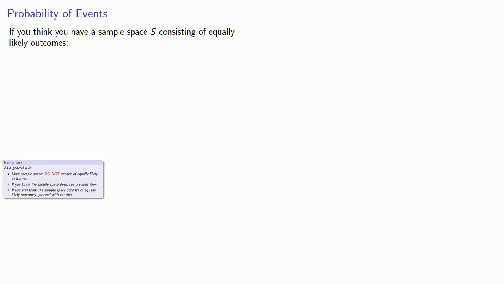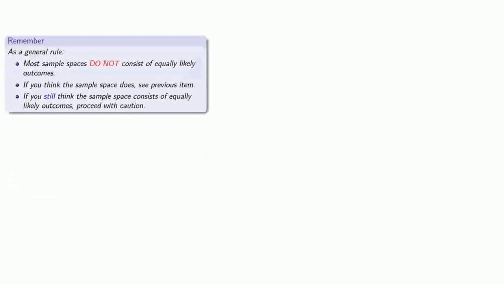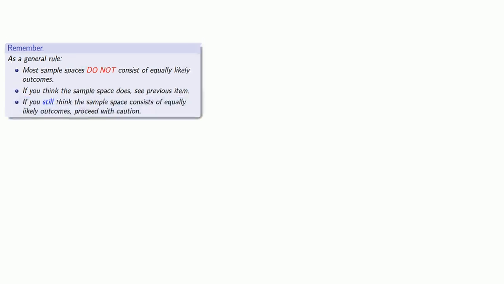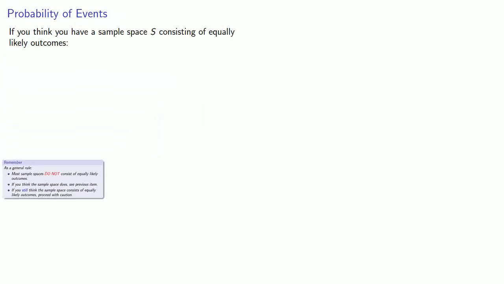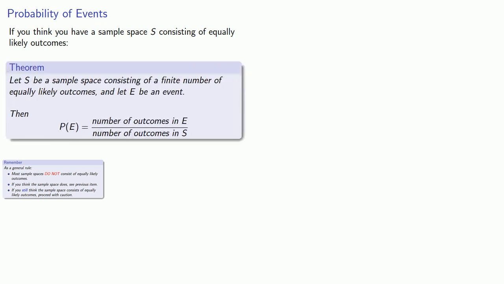So, if you think you have a sample space S consisting of equally likely outcomes, then we do have a way of calculating a probability. So again, be sure to read the fine print. Most sample spaces do not consist of equally likely outcomes. If you think the sample space does, see the previous item. And if you still think the sample space consists of equally likely outcomes, proceed with caution. So in the fantastically unlikely event that we do have a sample space consisting of equally likely outcomes, then we can calculate the probability of an event as follows. The probability of the event is going to be the number of outcomes in our event divided by the number of outcomes in our sample space.